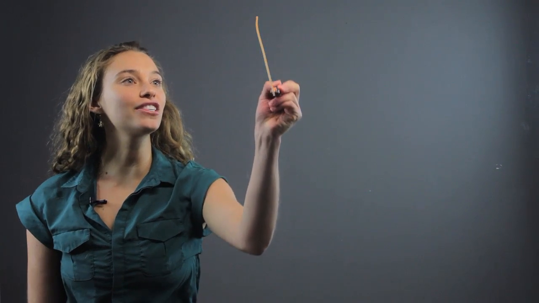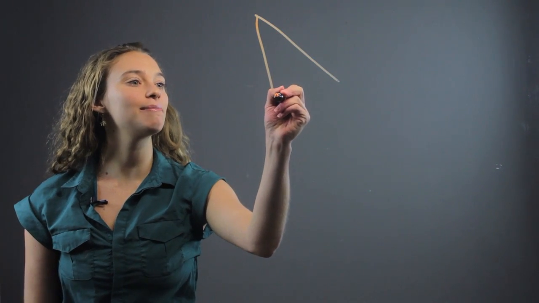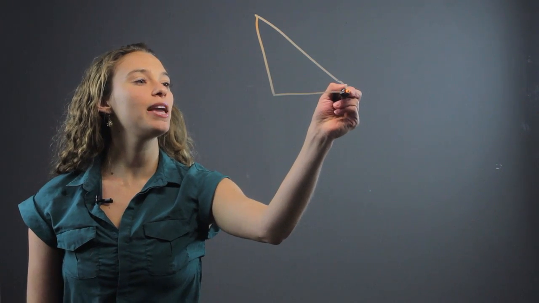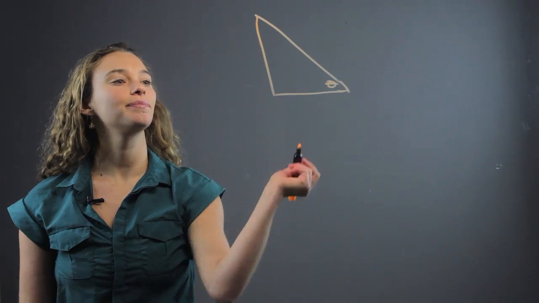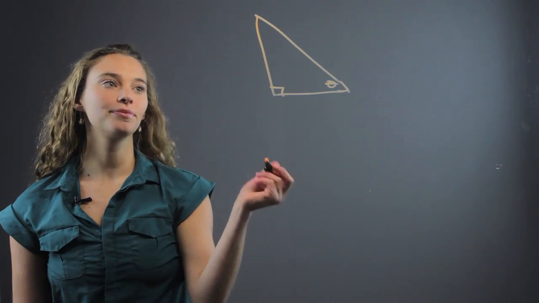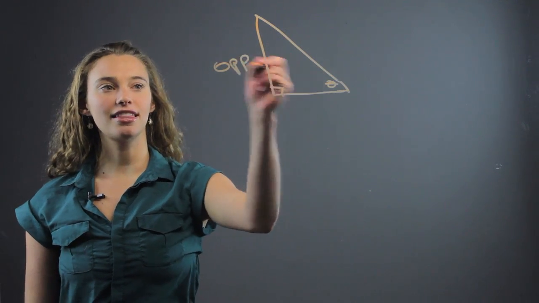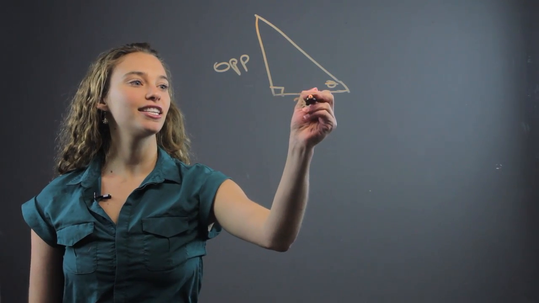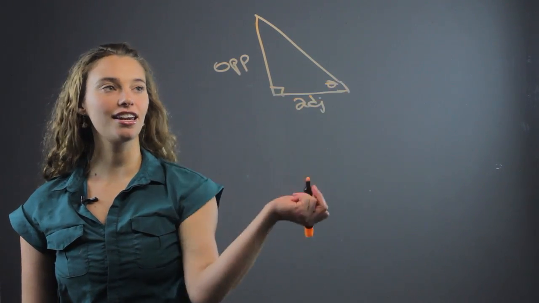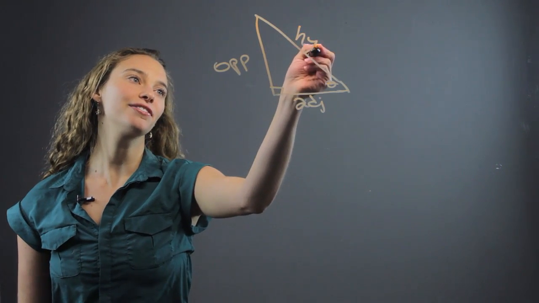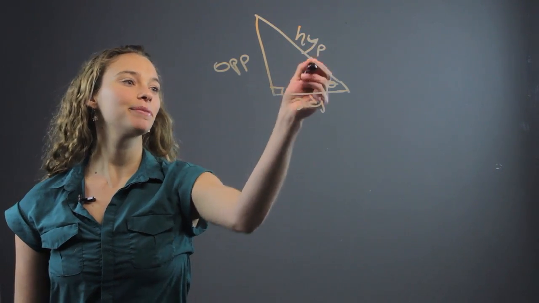Of course, you have to start off by knowing the trigonometric functions, right? We have theta here, and this is our right angle. This is the opposite leg to theta. This is the adjacent leg because it's touching theta, and this is the hypotenuse of our triangle. I'll write it as hype.